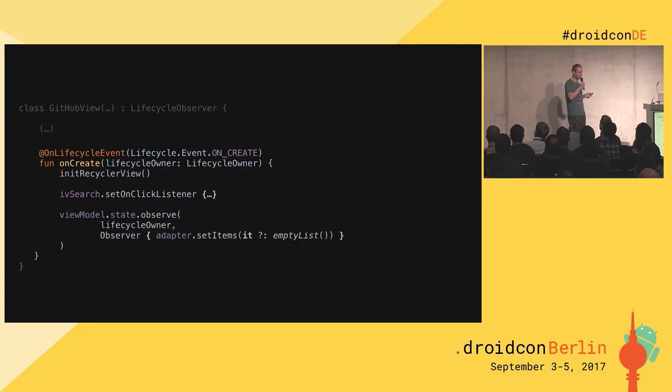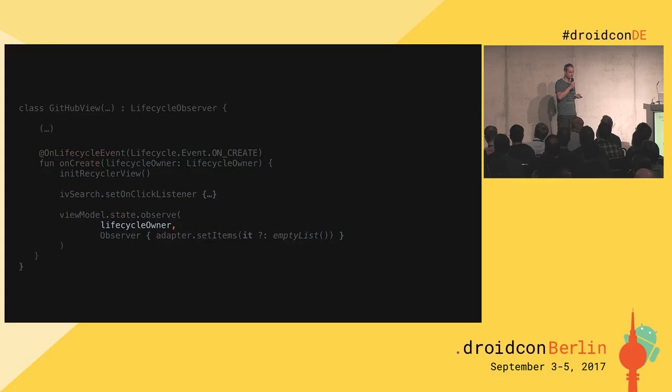But back to our example. So we're initializing the recycler view again. We're setting our onClick listener, and we register to the live data from the view model. So that's quite the same code from the activity, just that it's not in the activity, and we need the lifecycle owner here again. As mentioned, you can just reach it into that function.